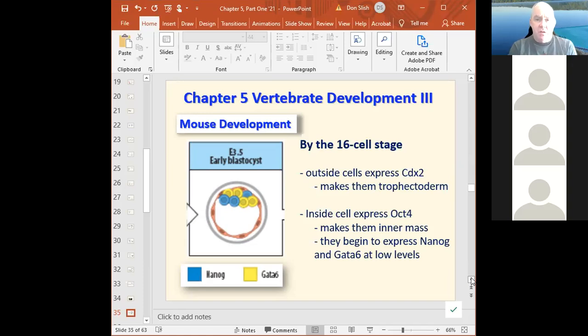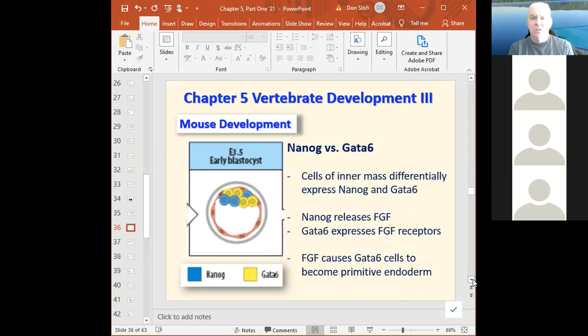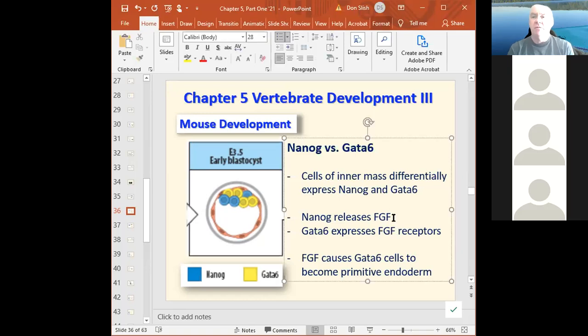But they're going to start to differ. And the way they differ is in these two transcription factors. So early on, they both have NANOG and GATA6. I thought it was GATA4, but GATA6, at low levels. And then for some reason, although it's not quite clear, some start expressing more NANOG and some start expressing more GATA6. Well, more to the point, some start expressing more NANOG. And NANOG then causes the expression and release of FGF.